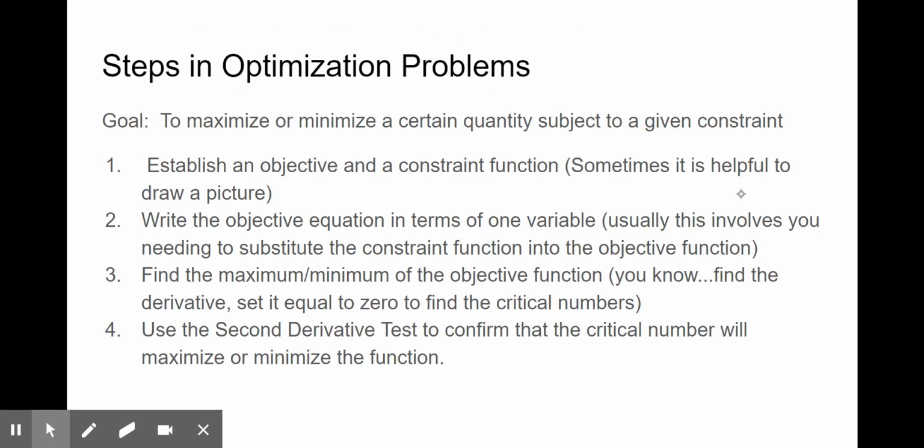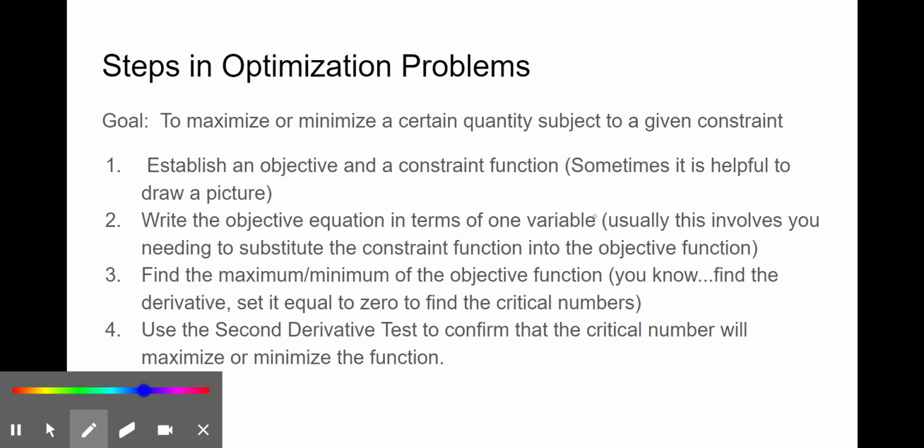Okay, so here's how you solve an optimization problem. Your goal will be to maximize or minimize a certain quantity subject to a given constraint. So for example, in my Campbell soup example, I want to minimize the amount of material I use for my can, subject to the fact that I have to have a certain amount of soup in the can. So this can's going to have to be a certain size to begin with. Otherwise, you won't be able to fit all the soup in it.